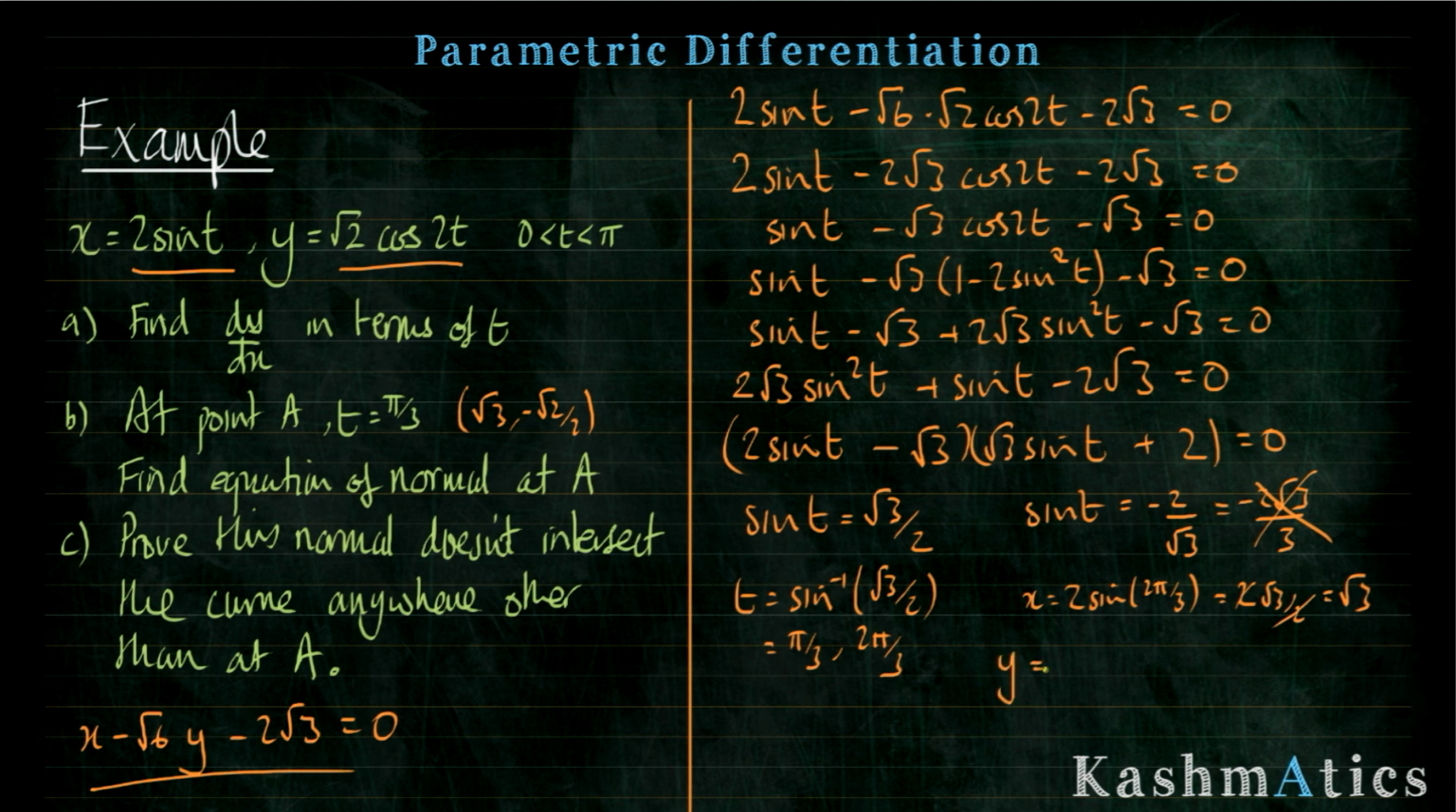The y coordinate, that would be root 2 multiplied by the cos of 2t. So the cos of 2t, that would be 4 pi over 3. So that would be root 2 times by, now the cos of 4 pi over 3 is actually minus a half. So that would be minus root 2 over 2, which is what I've got over here. So whether I use pi over 3 or 2 pi over 3, I get exactly the same coordinate, which means that normal only hits that curve once. So that's part C done.